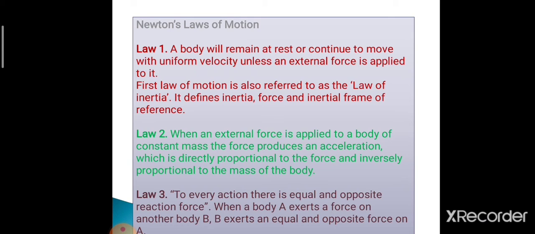According to the third law, to every action there is an equal and opposite reaction. That is, when a body A exerts a force on another body B, the body B exerts an equal and opposite force on A.